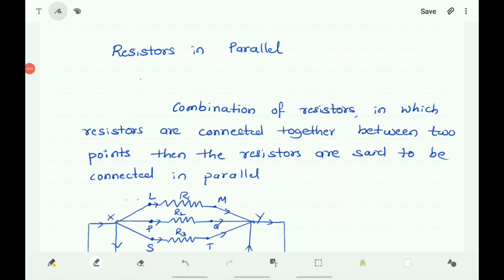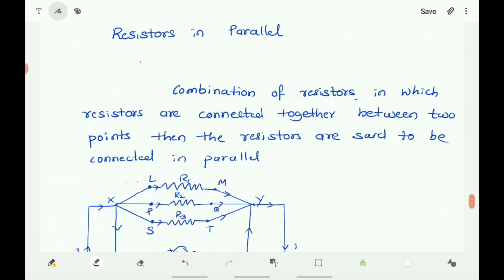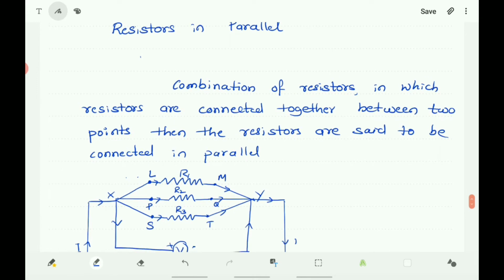Children, it is a continuation of the chapter Electricity. Now let us discuss resistors in parallel, the equivalent resistance, and the current flowing through the parallel connection circuit. Now, what is resistors in parallel?